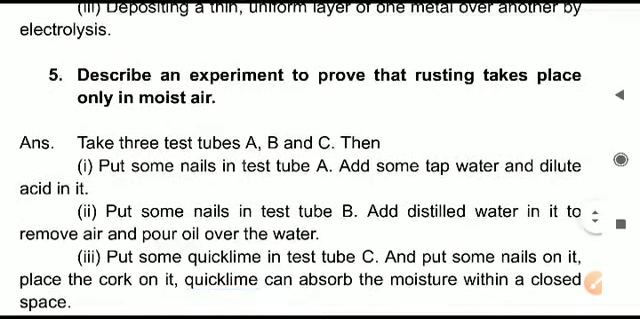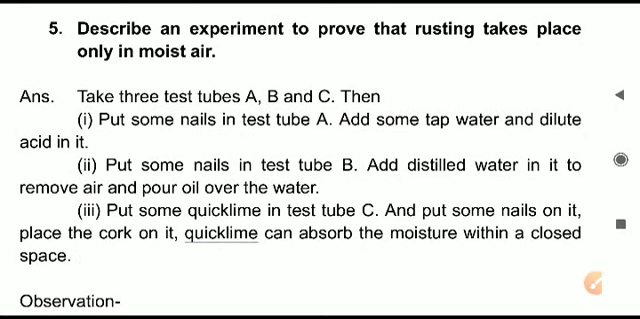Point number 5, question number 5 now. Describe an experiment to prove rusting takes place only in moist air. Moist air means air with water vapor. So let us read here.